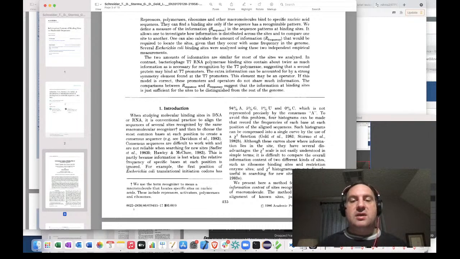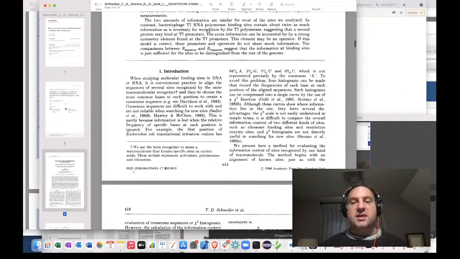One can also calculate the amount of information, R frequency, that would be required to locate the sites, given that they occur with some frequency in the genome. Several E. coli binding sites were analyzed using these two empirical measurements. The two amounts of information are similar for most of the sites we analyzed.